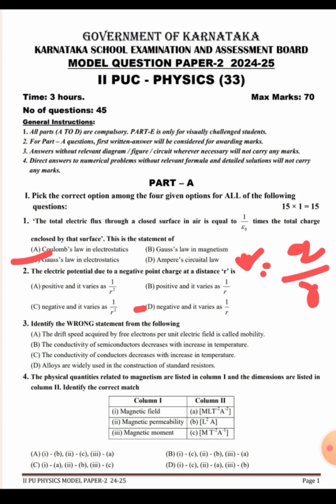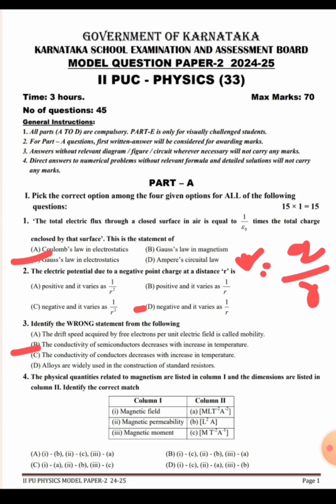The second one is: conductivity of a semiconductor decreases with increase in temperature. As temperature increases, resistivity decreases and conductivity increases. So the statement that conductivity of a semiconductor decreases is wrong. We need to identify the wrong statement, so therefore it is option B. B is wrong.